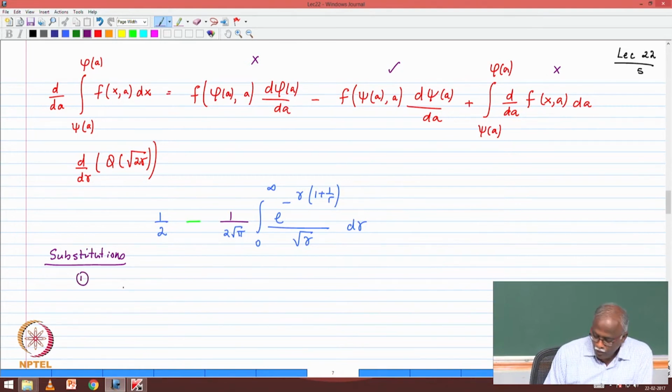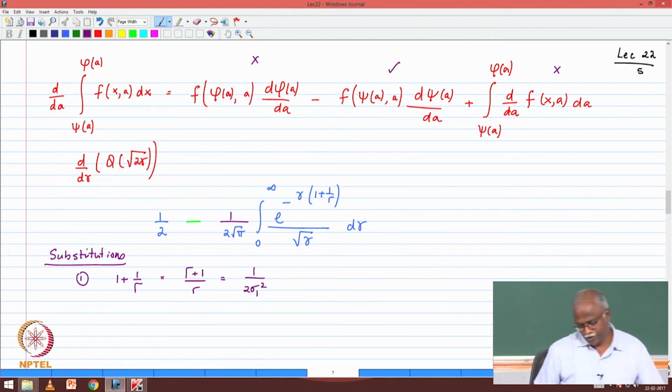Substitution number 1. 1 plus 1 by gamma, that's in the exponent, is actually equal to gamma plus 1 by gamma. I'm going to write it as 1 over 2 sigma 1 squared. Now you may wonder why we are doing that. Let me explain it to you once we have completed the step.